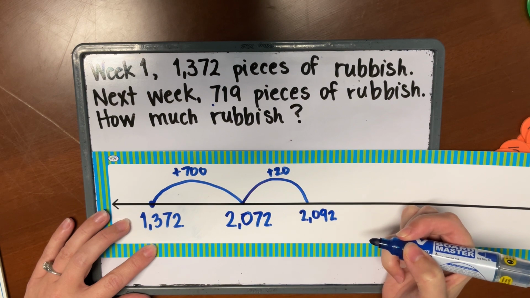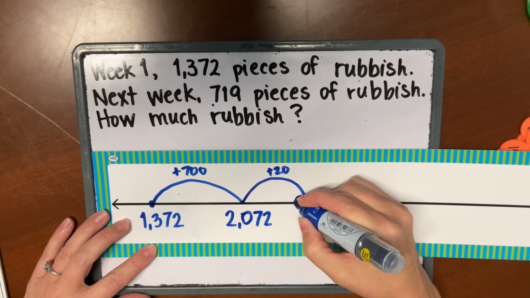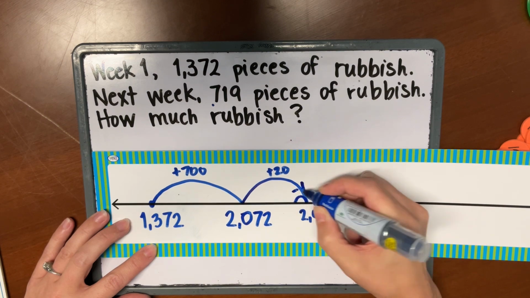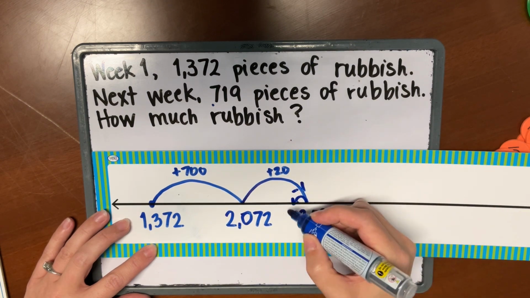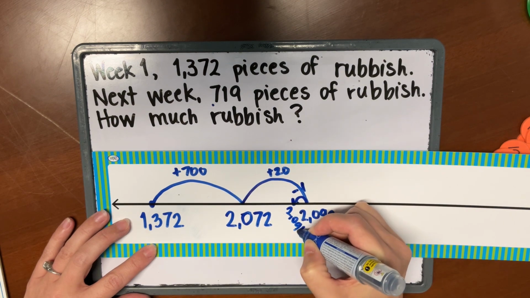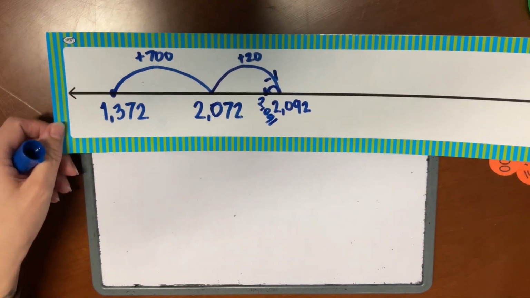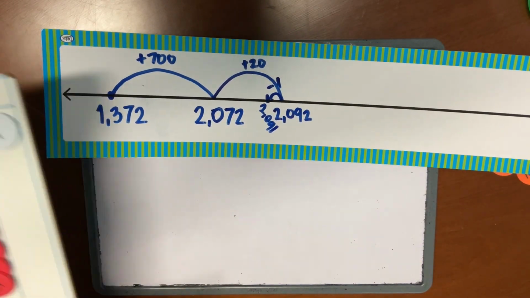But then I know that I did 20 and really I want 19. So I'm going to minus 1 here and that would give me 2,091. Okay, let's compare that to my first thinking.